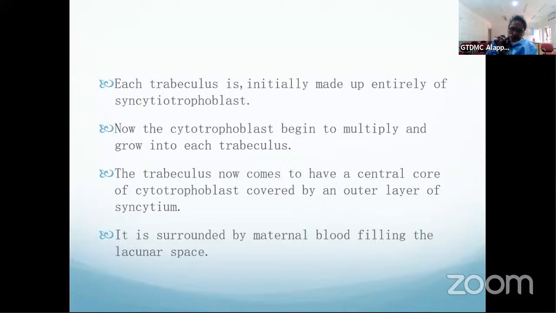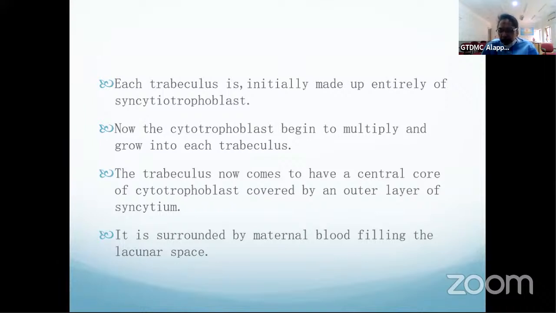Cavities called lacunae appear. The lacunae contact each other and lie around the trabeculus. That part of syncytium is called the trabeculus. Now the cytotrophoblast, which is a single layer of cells, started growing into the trabeculus. Okay, so the trabeculus now has a central core of cytotrophoblast covered by an outer layer of syncytium.